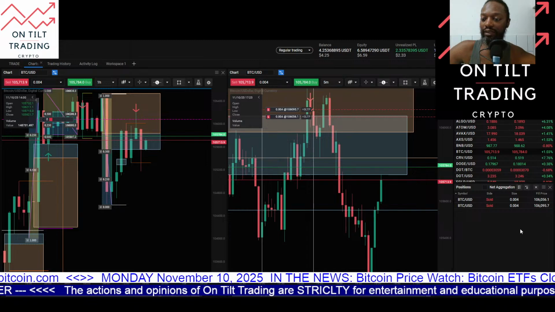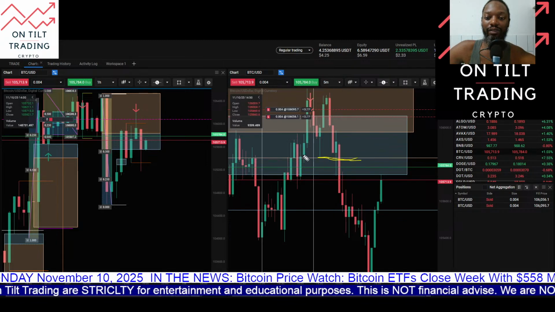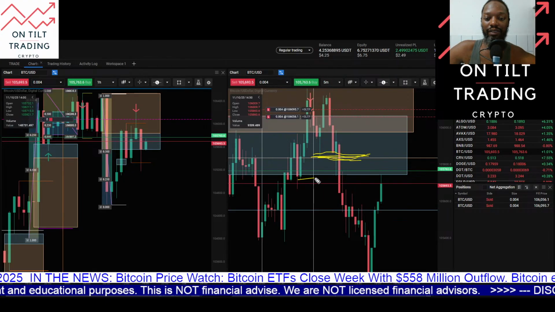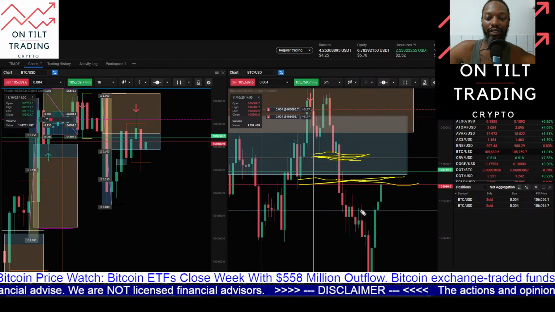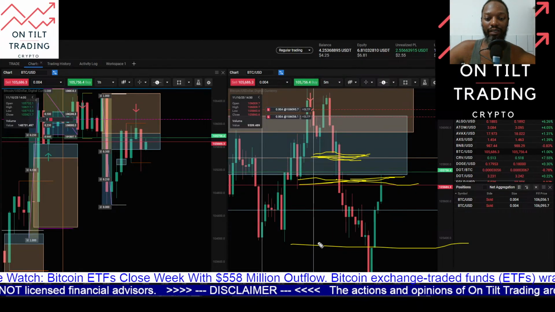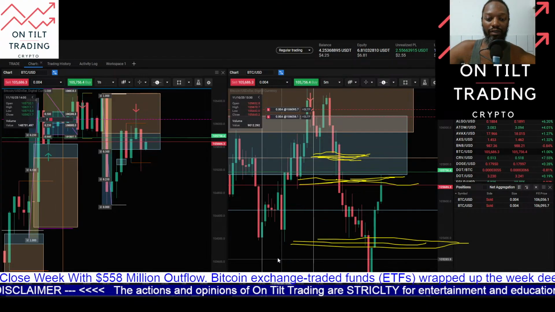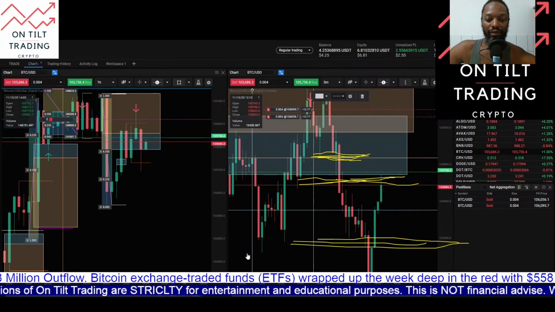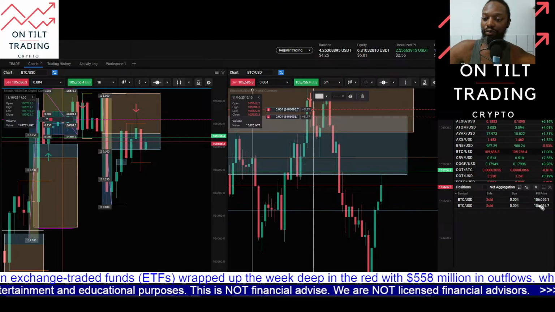So in this instance, this would be a technical area here. This swing low here would be a technical area. This area here, this swing low here, would also be another technical area. This could be a technical area as well, anywhere where there are swing lows. And then here, there is a swing low here. So this is also an area where price can pull back to.